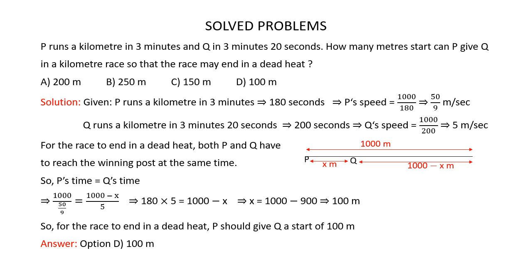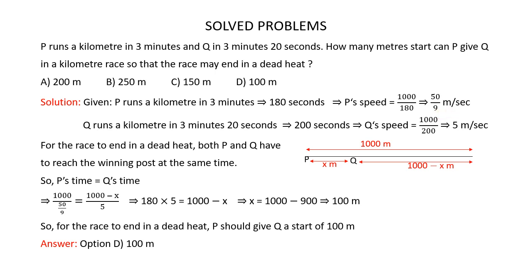So now let's solve this problem. Now it's given that P runs a kilometer in 3 minutes. Now 1 kilometer is 1000 meters and 3 minutes is nothing but 180 seconds. So P runs 1000 meters in 180 seconds. So P's speed is 1000 divided by 180, which is 50 by 9 meters per second.